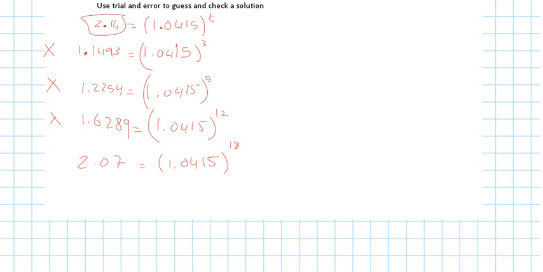Let's try 19. What is it? It's 2.16. Okay, a little higher, right? So it's somewhere between 18 and 19 years. In order for it to reach that 3 million, it's going to take between 18 and 19 years. So we're going to say 19 because we're looking at exceeding 3 million, right? So about 19 years.